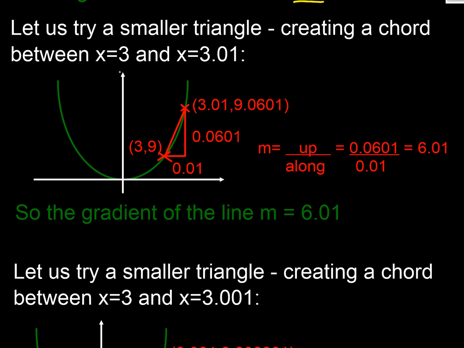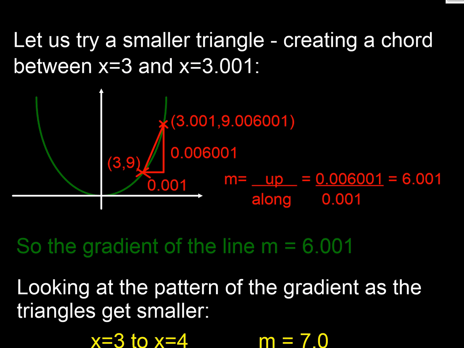What if I take our x values and make our triangle smaller now? So I'm still starting at 3, but now I'm only going to go to 3.01. So our base of the triangle now is only 0.01, a hundredth. And 3.01 squared is 9.0601. So our up is now 0.0601. So our gradient, dividing one by the other, is 6.01. So we've gone down from 6.1 to 6.01.